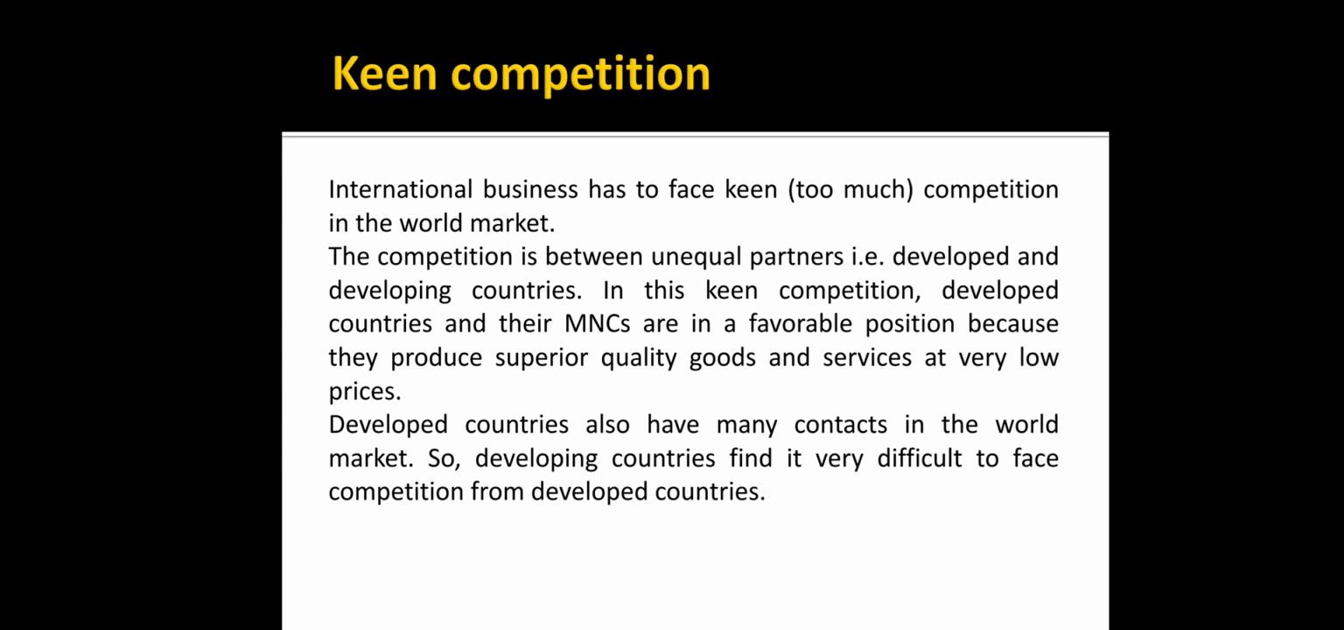The developed countries have a good setup and a good domination, they have a hold on the international market. So there is competition between unequal competitors. Competition is between the developing and the developed countries, so obviously the developed country will benefit more as compared to the developing countries.